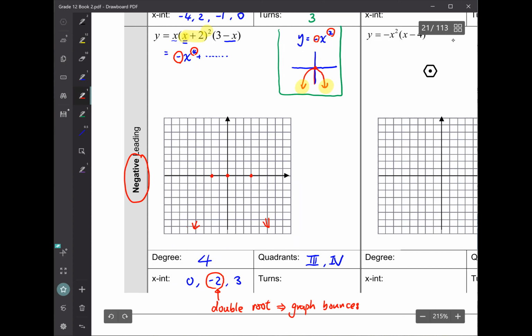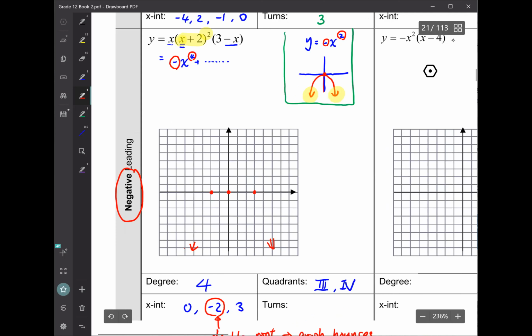So if you see something like x plus 2 to the 4, it will also bounce. Anything that's an even number, it will also bounce. So we know it has to bounce at -2. The other ones don't have a square, so it will just go through. So it goes up, bounces, goes up, goes through it, because it doesn't have a square, and then goes through the 3 as well.